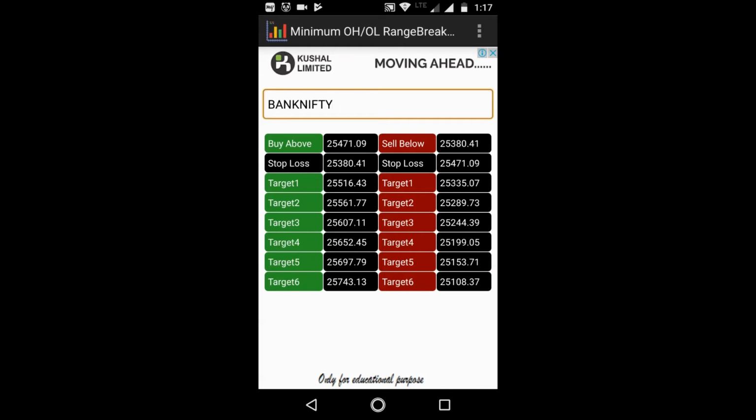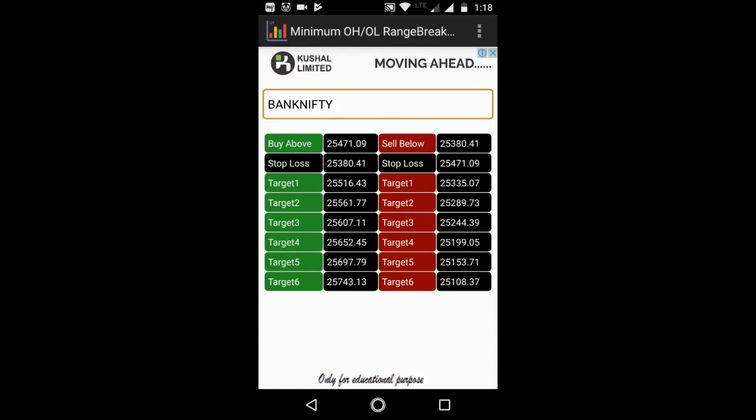The best time to use this strategy is around 9:30 a.m. As you already know, the market starts at 9 o'clock, so let the price settle for around 15 minutes after 9:15. So maybe you can start trading around 9:30 a.m.